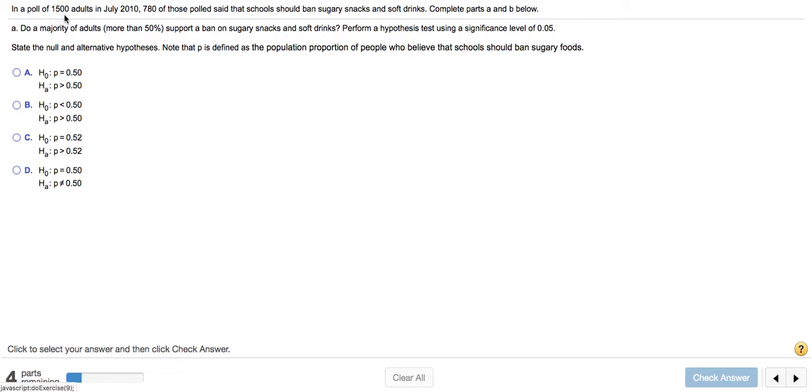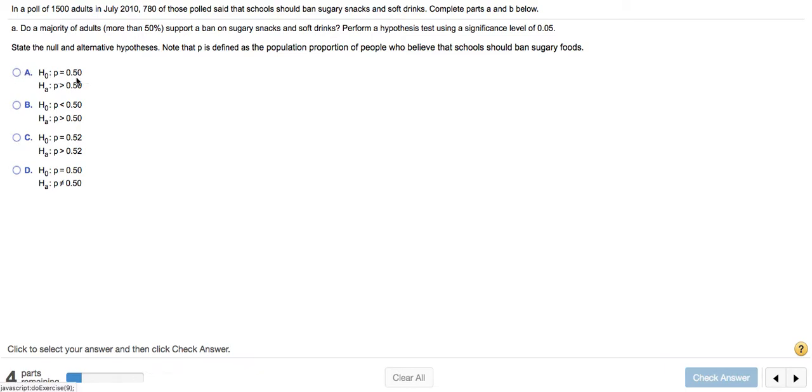In a poll of 1,500 adults taken in July 2010, 780 of those polled said that schools should ban sugary snacks and soft drinks. For part A, do a majority of adults, that is more than 50%, support a ban on sugary snacks and soft drinks? So here we're going to do a hypothesis test at a level of significance of 0.05. For the null hypothesis, you would assume that this 50% is the exact correct proportion. So for H sub 0, I'm looking for p equaling 0.50.